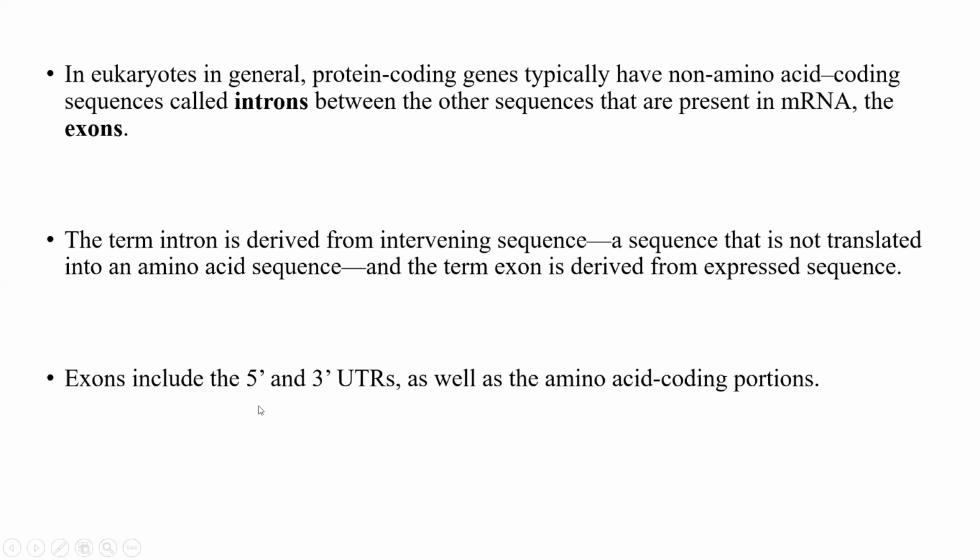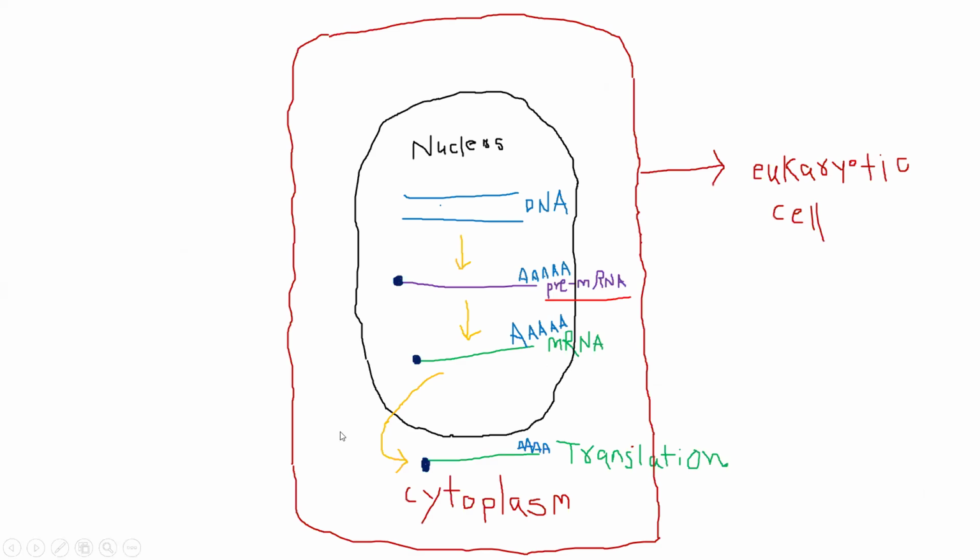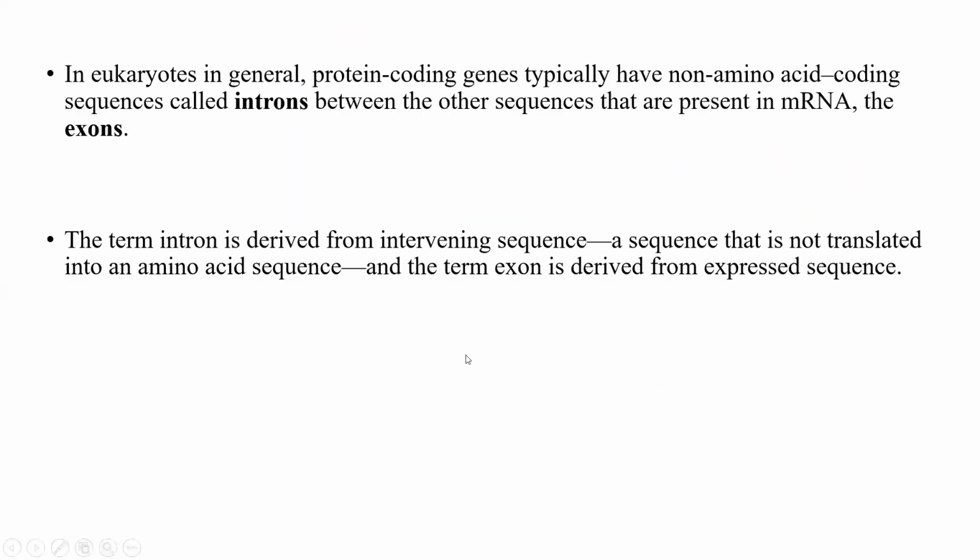The exons include the 5' and 3' untranslated regions. We have done the structure of mRNA in one of the previous lectures. Exons include not just the 5' and 3' UTRs, but also the amino acid coding portions. In the processing of the pre-mRNA to the mature mRNA molecule, the introns are removed.